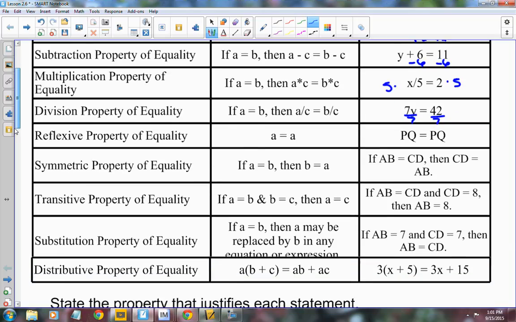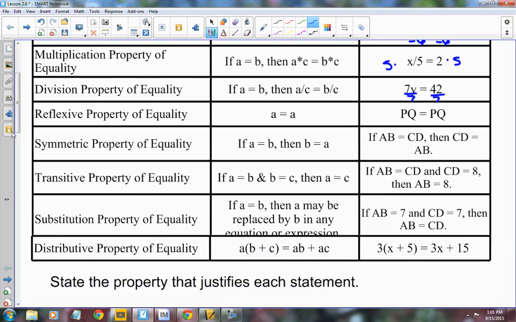And this first one here is the reflexive property. The reflexive property basically just says A equals A. 2 equals 2, PQ equals PQ. We don't use it a lot, but you might be asked to identify it. It's like looking in a mirror and you see yourself. So that's the reflexive property.